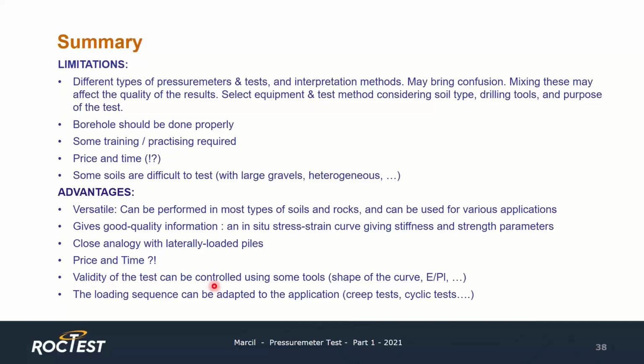The validity of the test can be controlled using some tools like the shape of the curve and some ratios like E/PL. And finally, the loading sequence can be adapted to the application. So you can want to run a creep test or cyclic tests, for instance, for the design of pylons or wind turbines, for instance. So these are the main advantages of the pressuremeter test.